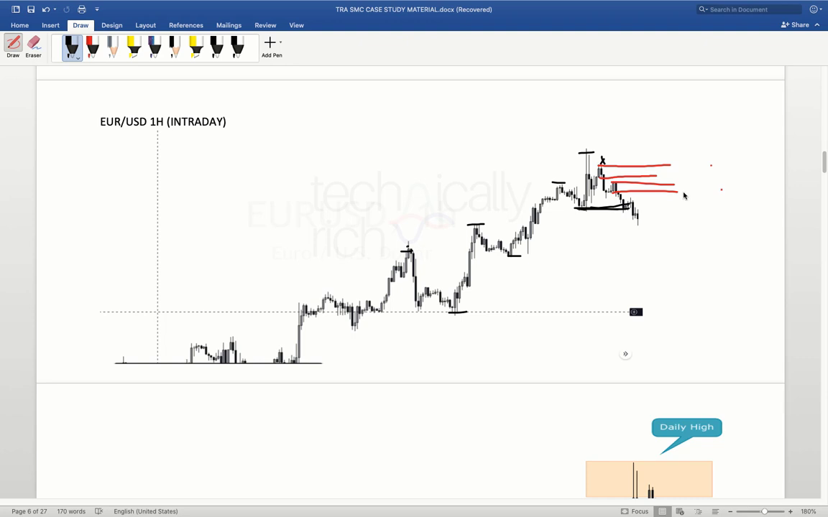So you have the first entry here, and then your stop loss here. All right, you have another entry here, and then your stop loss. So now what will happen is this: price breaks.